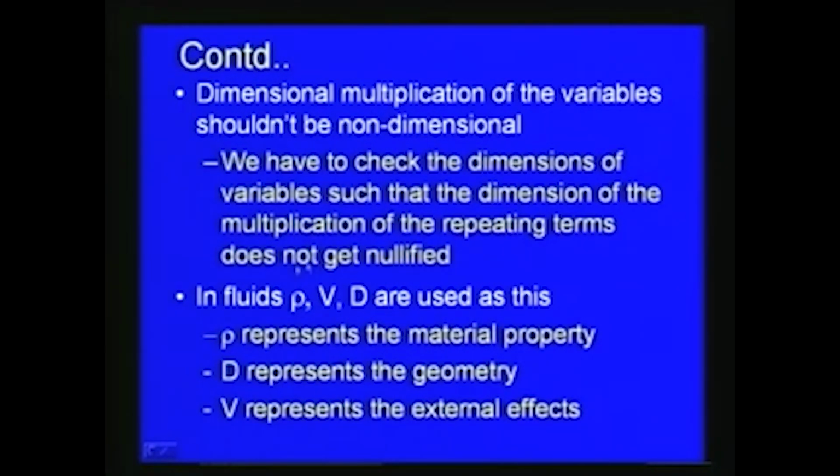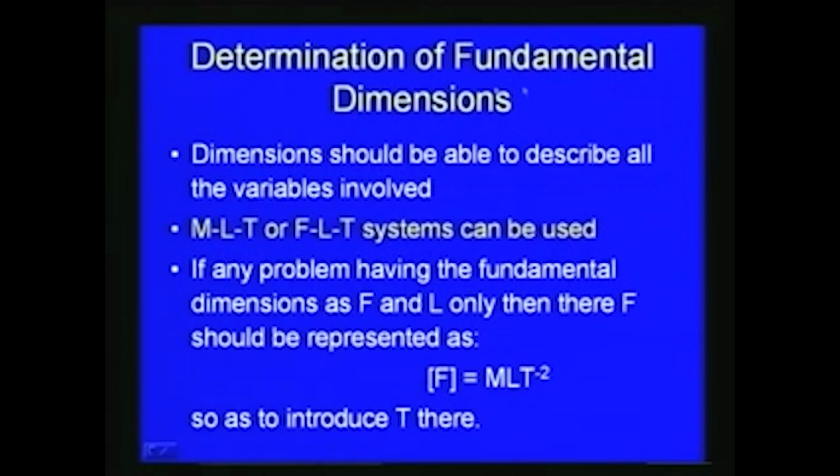And then the next point is, in fluids, the density, velocity, and the term d, which represents the geometry, are used. So rho represents the material property, d represents the geometry, and v represents the external effects. These parameters we have to take care of in the case of dimensional analysis using the Buckingham pi theorem.